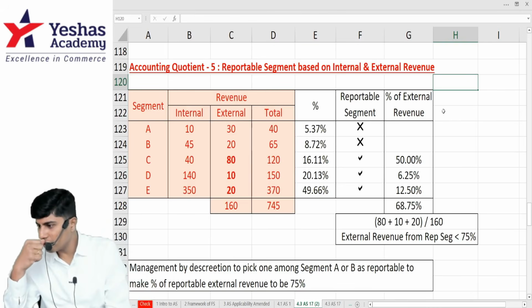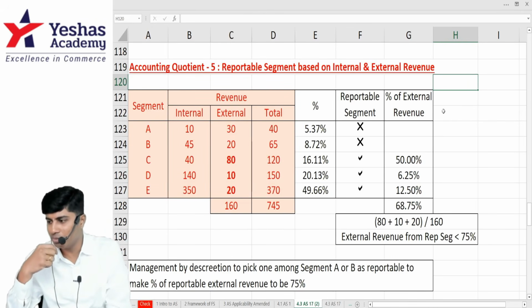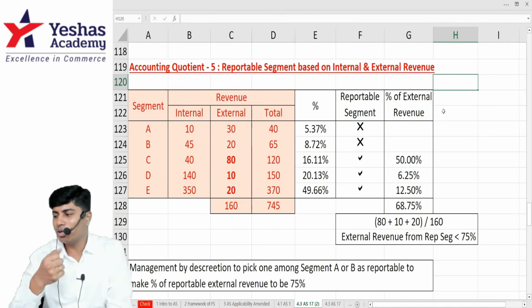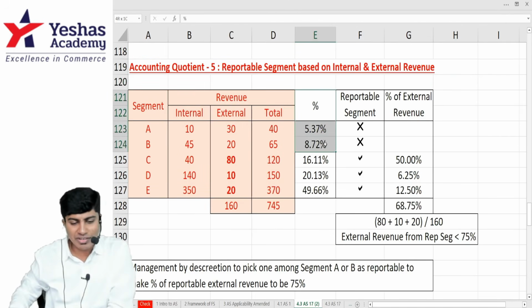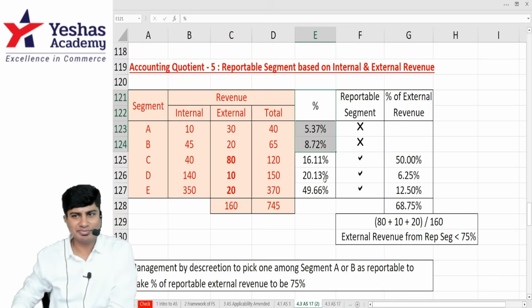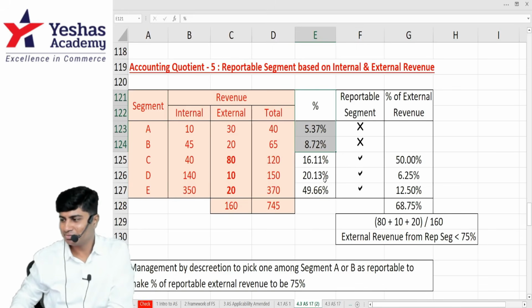Okay, we have a question. Sir, why haven't we done external percentage for A and B? Because A and B are not reportable. See, 5.37 and 8.72. Don't you think it should be more than or equal to 10%? Maheshwari, don't you know it should be more than or equal to 10? 7 is lesser than 10. Mahi, did you understand? Sir, what if both A and B are not enough?